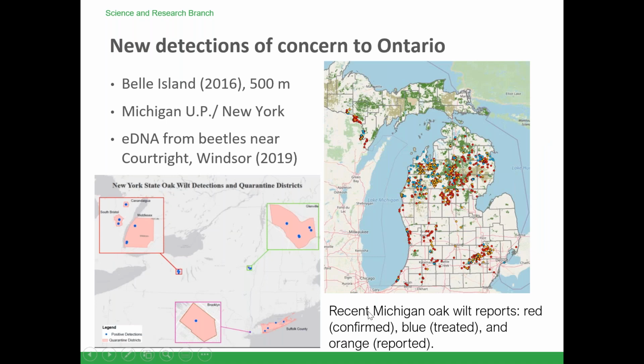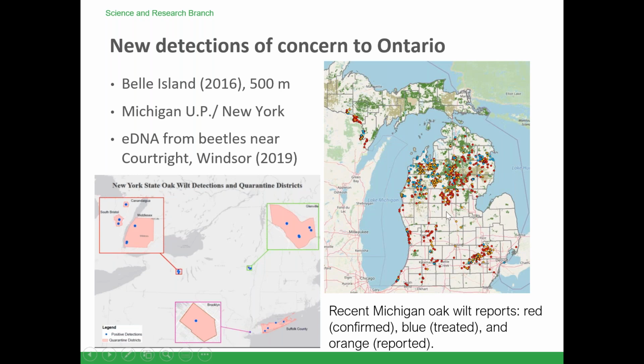You may have heard that in 2016, oak wilt was detected on Bell Island, which is 500 meters from Windsor. It's been present in Michigan for decades. There's a map here on the right-hand side of Michigan. All the red dots are the confirmed detections, orange are reported, and blue are treated oak wilt pockets. So you can see that they have quite a bit of it.